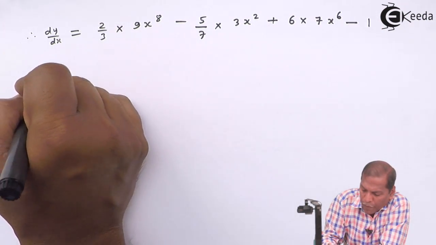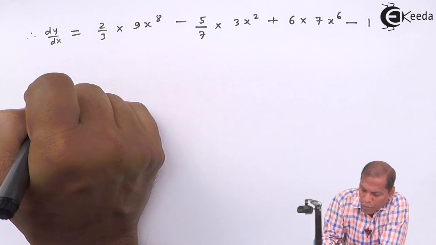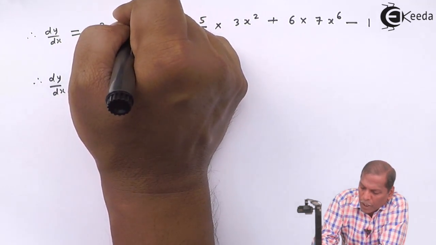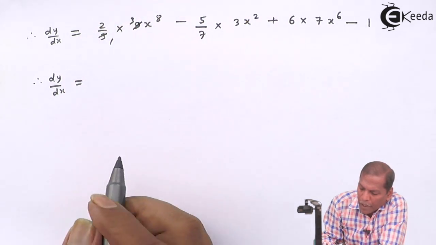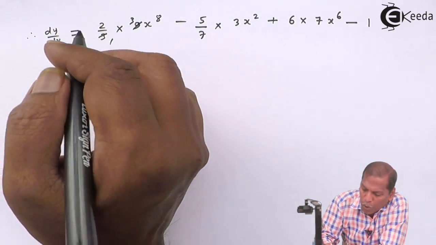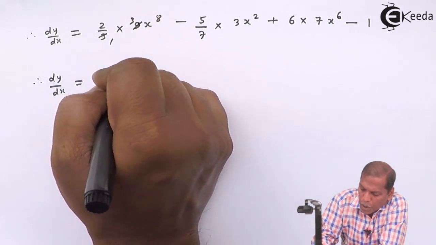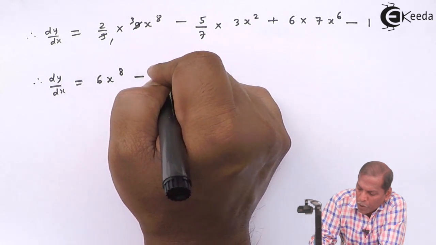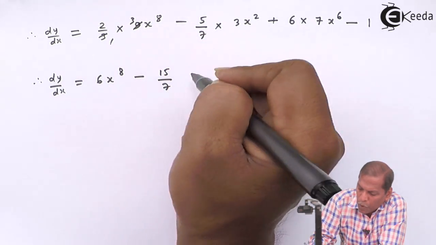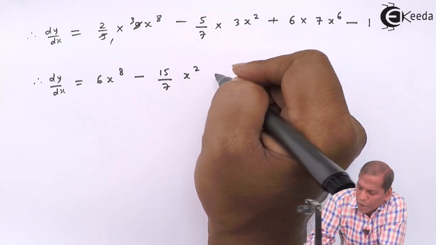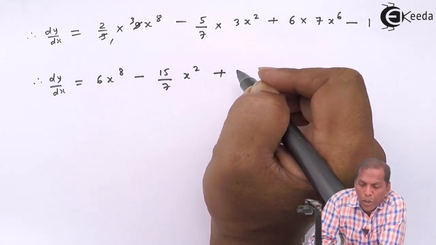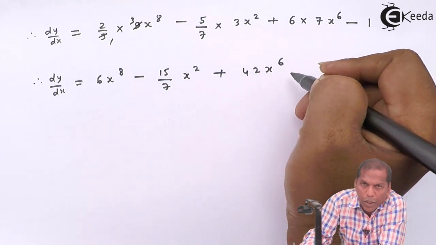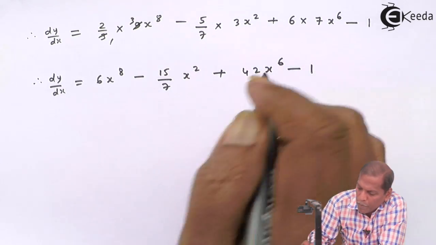So on simplifying further, we have dy/dx is equal to, now here 3 ones are 3 and 3 threes are 9. So 3 into 2 gives us 6 into x^8 minus 5 into 3, 15 upon 7 into x^2, plus 6 into 7, that is 42 into x^6, and finally minus 1.